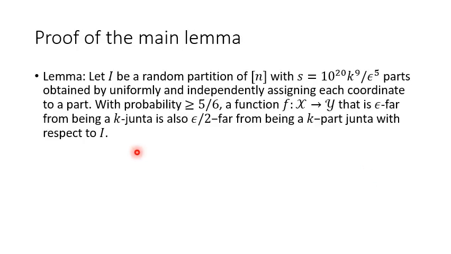Now that we have finished proving all the propositions, let's read again the lemma to remember it. So let I be a random partition of coordinates with s parts obtained by uniformly and independently assigning each coordinate to a part. With probability at least 5 over 6 over the random partitions, a function f that is epsilon far from being a k-junta is also epsilon over 2 far from being a k-part junta with respect to the random partition. So now let's prove this lemma.